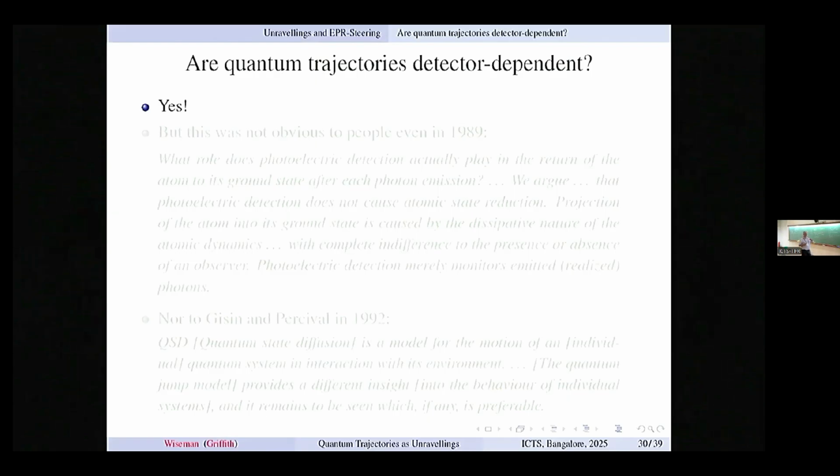Okay, so the overall theme I'm trying to get across here is that the answer to the question of whether quantum trajectories are detector dependent is yes.